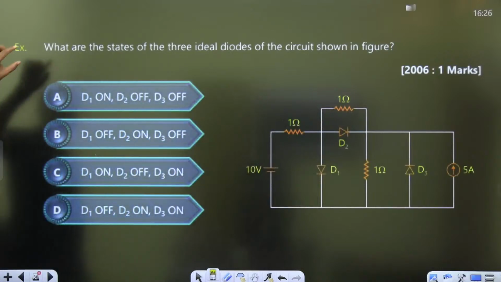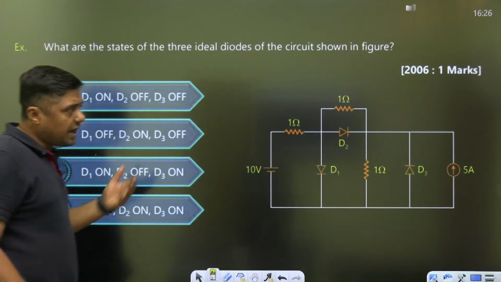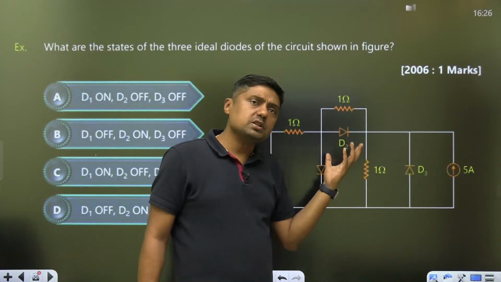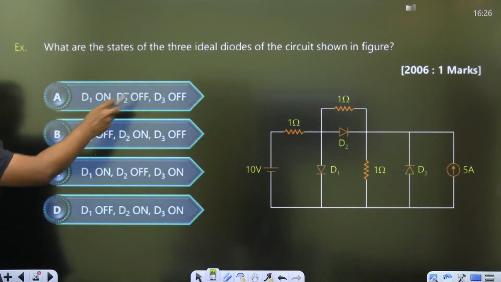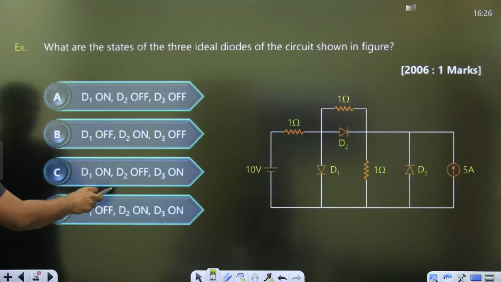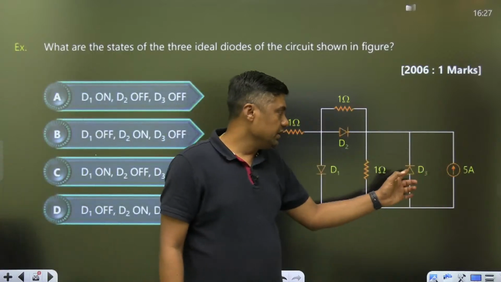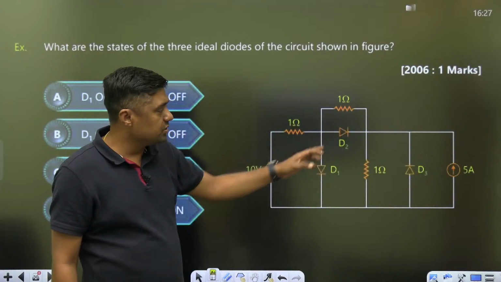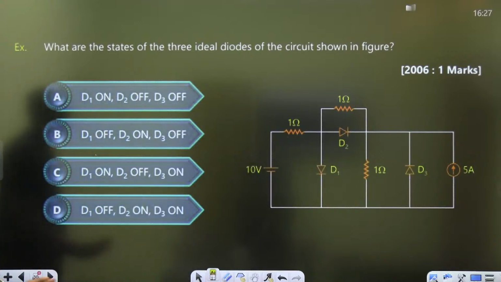Now, what are the states of the three ideal diodes of the circuit shown in the figure? Again, ideal diodes. What does states mean? What about the diodes, whether it is on or off. So there are four options: D1 on, D2 off, D3 off; D1 off, D2 on, D3 off; D1 on, D2 off, D3 on; D1 off, D2 on, and D3 on. In 2006, it is only a 1 mark question. Current source is given 5 ampere. D3 is given, 10 volt battery is given, D2 is given, and so on. Okay. What are the states of the diodes you have to give? Which is on, which is off?